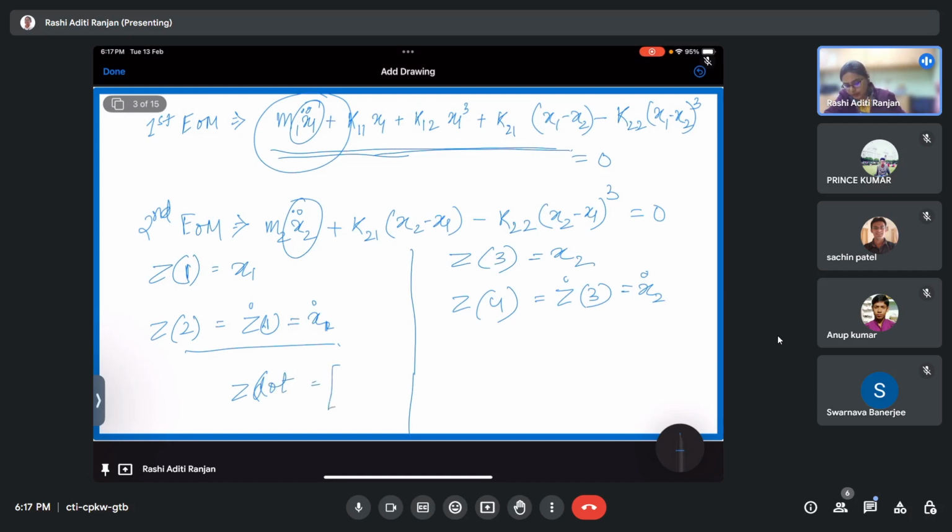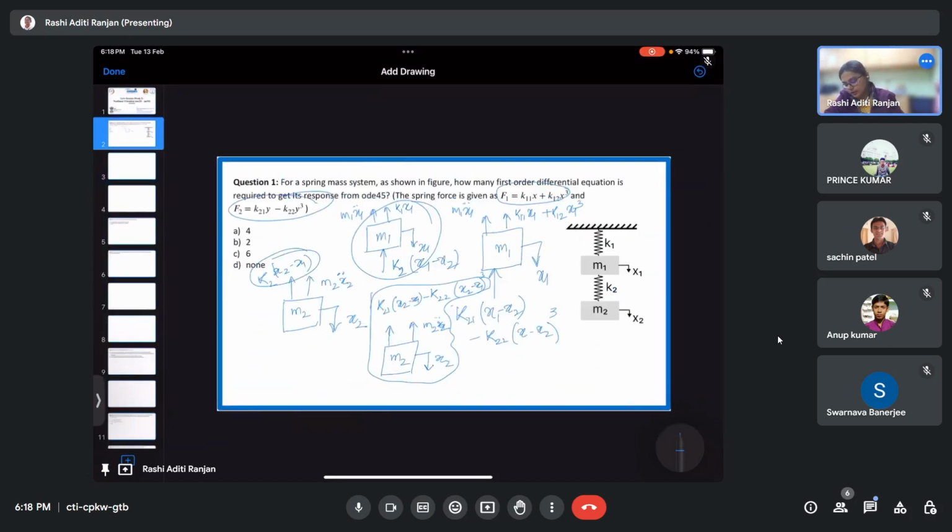It is going to be an array. I'll write in terms of x, okay, for the understanding. I'll have x1 dot, x1 double dot, then I'll have x2 dot and x2 double dot. Okay, I'll have to give four initial conditions and I have to give four equations. So I've converted these two equations into four first order differential equations. Okay, so the answer of this question will be 4.